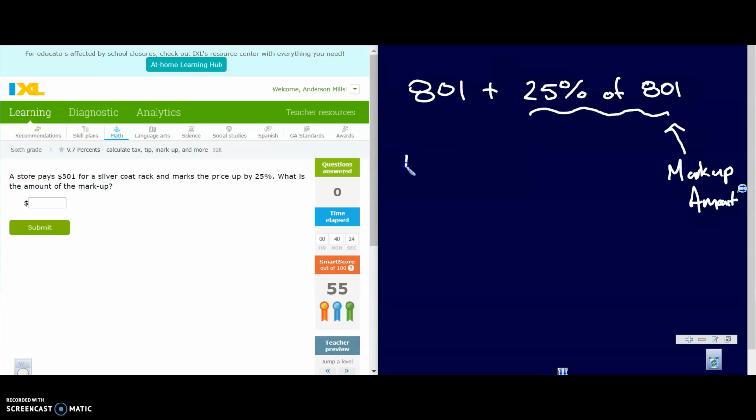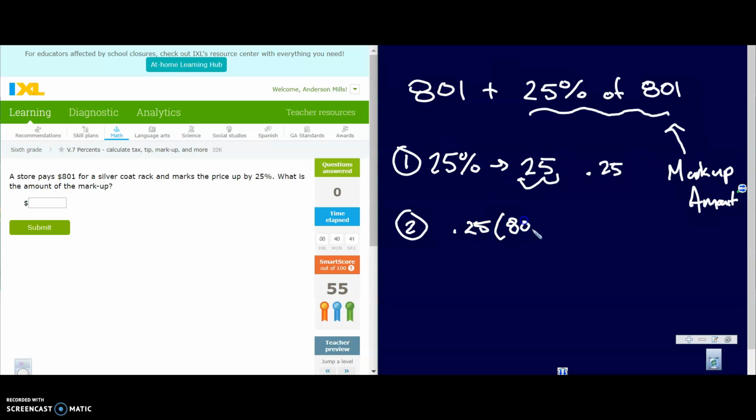So what do we need to do to find percent of a number? First, change percent to a decimal by moving the decimal 2 jumps to the left. So we get 0.25. Then we take that decimal form and we multiply by the price paid, in this case $801. And then we just multiply 0.25 times 801 and we get $200.25. This is our markup amount.